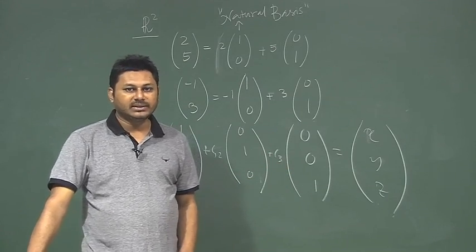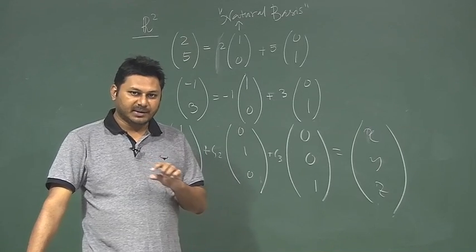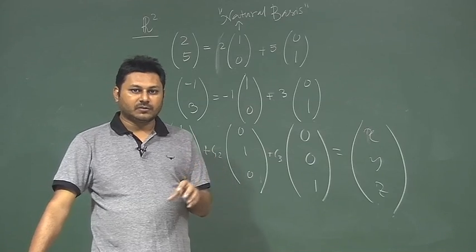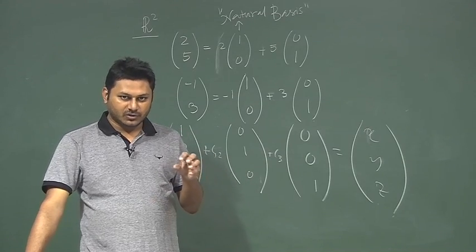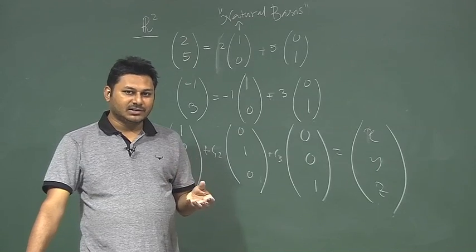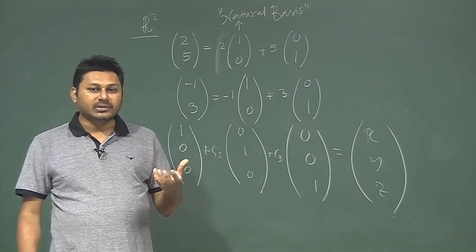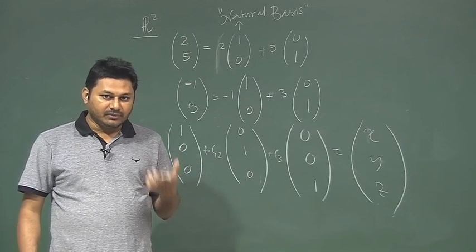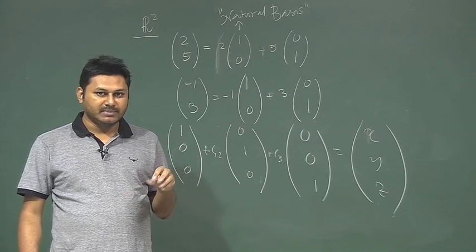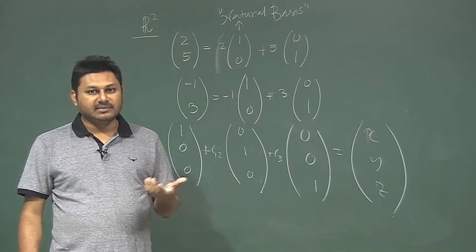One important thing we learned in today's class is span. Span is what? A vector space is given to you. You choose certain vectors and make a linear combination of them. When you make a linear combination of those vectors, you will find that you can generate any vector you want from that chosen set of vectors. If it is possible to generate any vector from the chosen vectors by making linear combinations of them, then we can call this a spanning set.